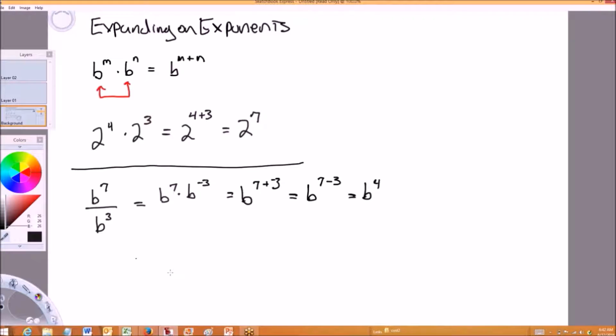Okay, and I just want to reiterate that the base numbers, the 2 in this case, the b, have to be the same to be able to use this rule. You cannot have b to the 3rd times c to the 4th. You cannot do anything with that. You cannot add any exponents to solve this expression because the base numbers are not the same.